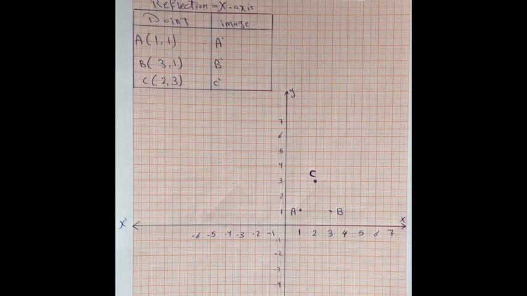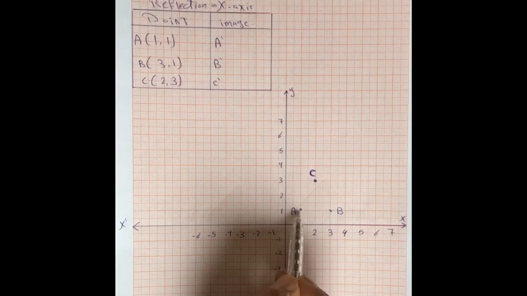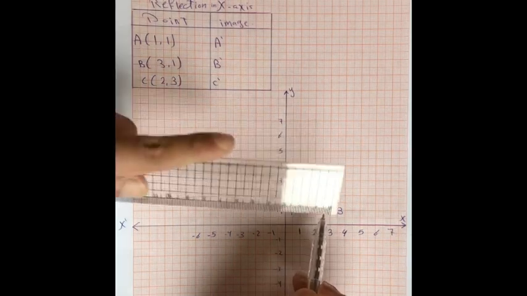Draw triangle ABC where A is (1, 1), B is (3, 1), and C is (2, 3). Then draw its image by reflection in the x-axis. So first we draw the triangle ABC of points A (1, 1), B (3, 1), and C (2, 3).